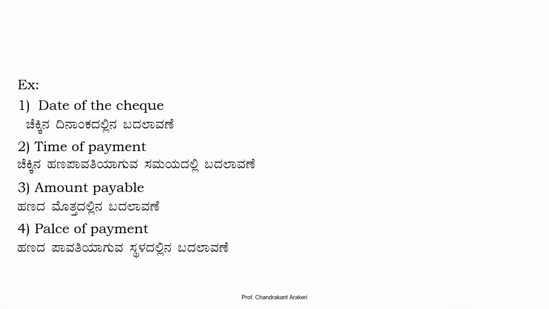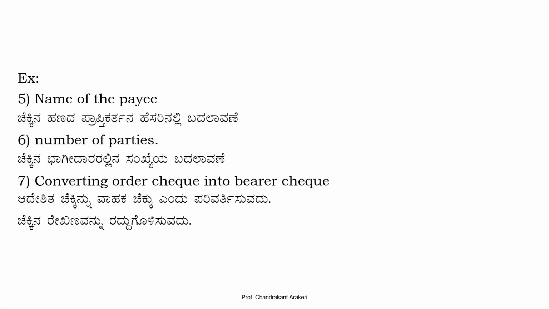Next, examples of material alteration: altering the date of the check, amount of the check or place of payment, name of the payee, number of parties, converting an order check into a bearer check.